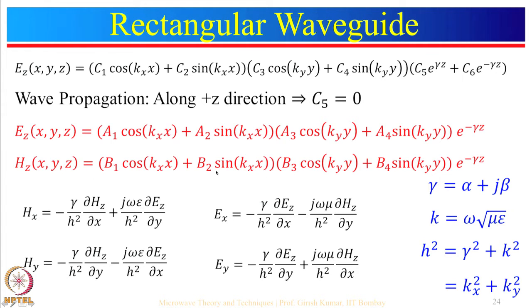If we know Ez and Hz, then we can derive the transverse fields Hx, Hy, Ex and Ey as we have derived for parallel plane waveguide, and the constants are the same as before. There is only one difference, which is h square is equal to kx square plus ky square, because the wave is confined in both x and y directions.